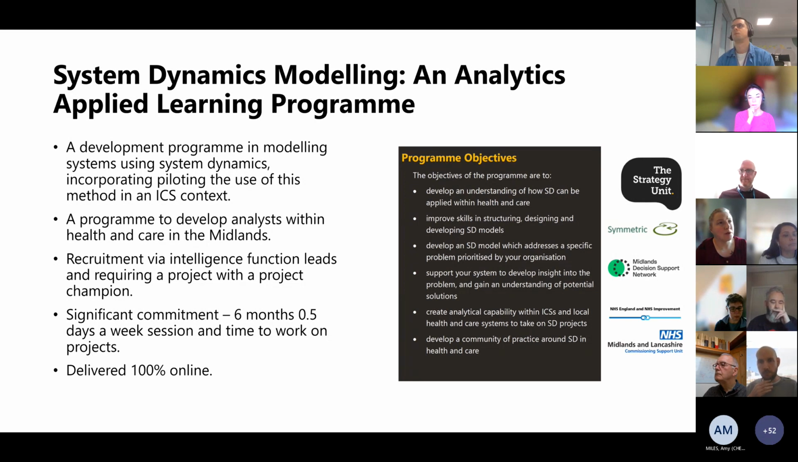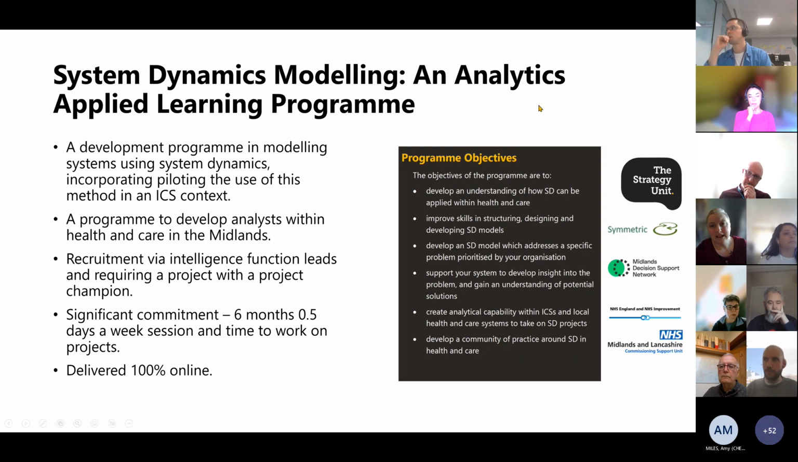Through the course, we were aiming for them to gain a greater understanding of how system dynamics could be used. To get on that course, they were recruited via, well, you might have been at one of the huddles we did back in July, introducing what system dynamics was and giving a plug for the course at that point. But people were recruited via their intelligence function leads in the different systems and organisations. And part of that process meant that they had to have a project in mind already that was prioritised by their organisation, and to also have a project champion in place who was meant to help guide them and advise them on the project and link them to the people they needed to talk to.